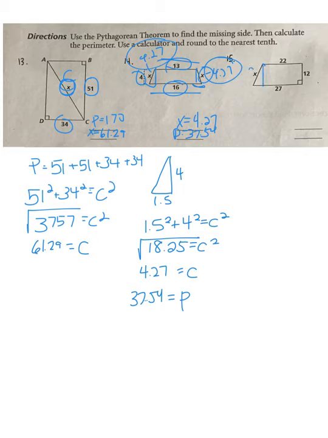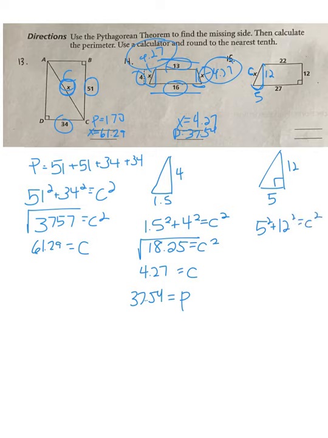Last one, number 15. We don't know that x, or sometimes we call that c, doesn't matter. Bring that 12 over. We need to figure out what this distance is here. 27 minus 22 is 5. So then we're set up with this right triangle here. The side is 12, the bottom is 5. So we'll do 5 squared plus 12 squared equals c squared.